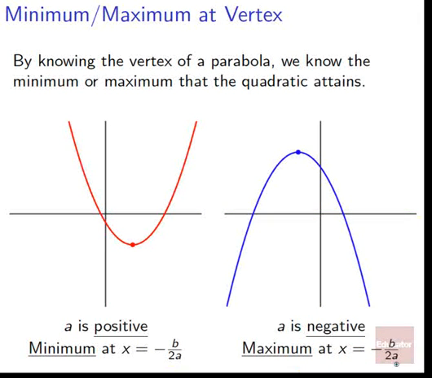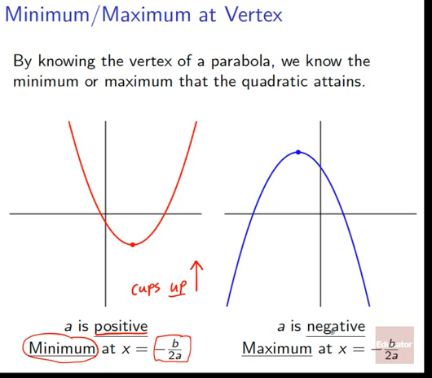Great. By knowing the vertex of a parabola, we also know the minimum or maximum that the quadratic attains. So if a is positive, it cups up, right? It goes up. So if it cups up, then we're going to have a minimum at the bottom. Then we will have a minimum at x equals negative b over 2a, because that's where the vertex is. And clearly, that's going to be the most extreme point. Vertex is going to be the extreme point of our parabola, whether it's high or low, depending.